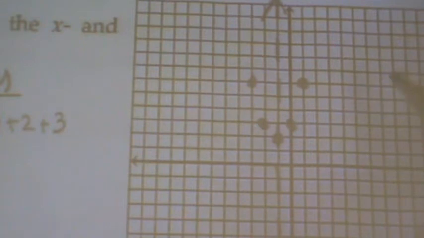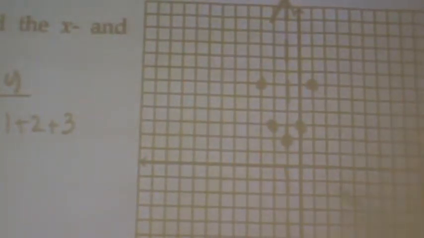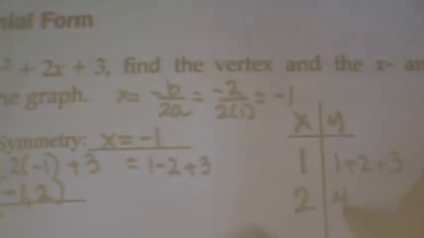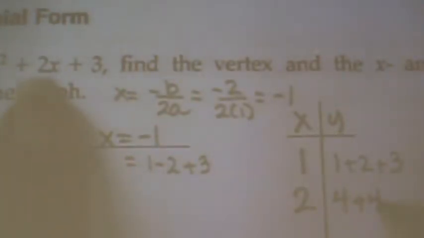Can you just put another point in without doing any math? Yeah, it's on the opposite side. Parabolas are symmetrical, so if I'm going 2 units this way, I can go 2 units that way. If I wanted another point, what number would I plug in? I'd put a 2 in. 2 squared is 4, 2 times 2 is 4, and plus 3. That gives you 11, so (2, 11). And I can go 11 this way. And there, we have a nice graph.